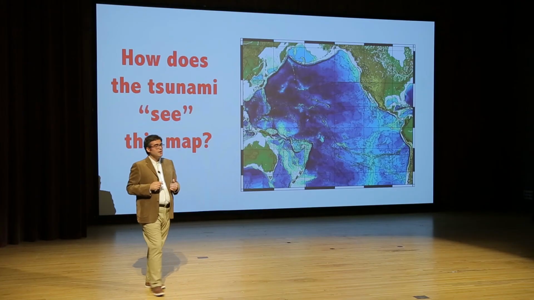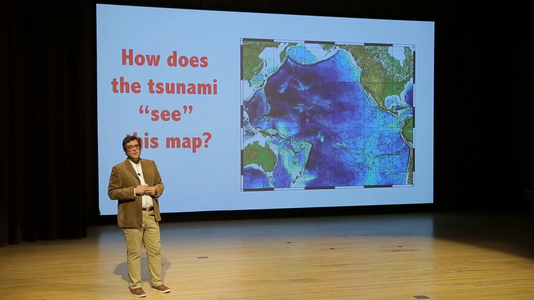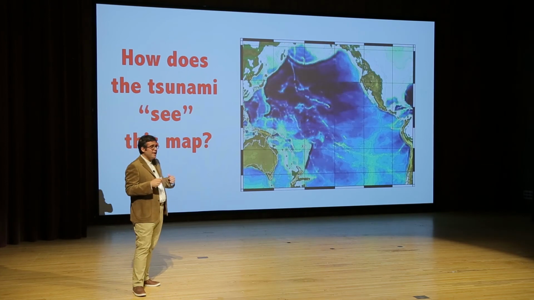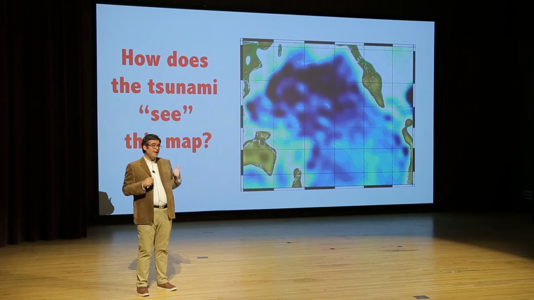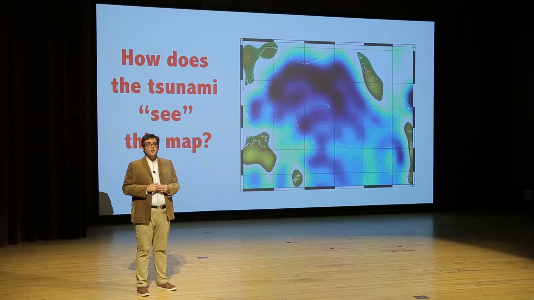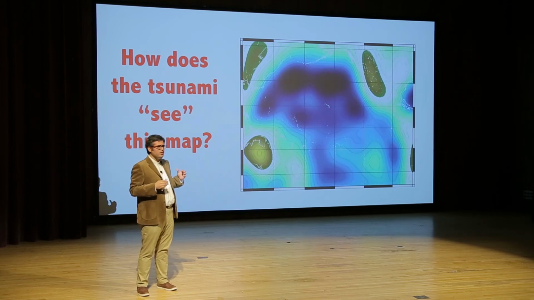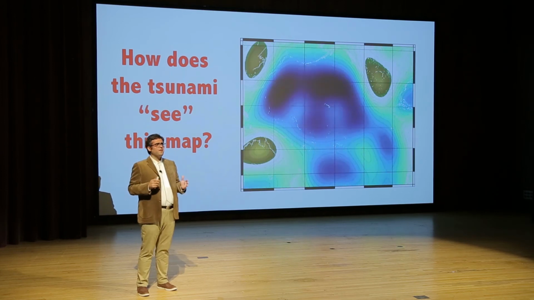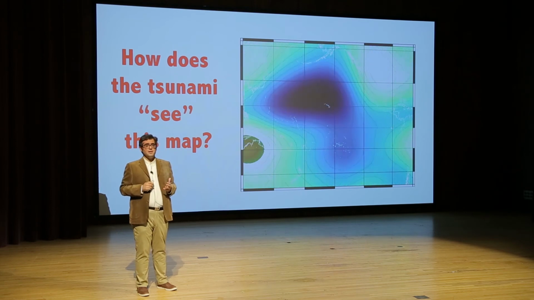I can pose the same question to a tsunami. How does a tsunami see this bathymetry map? In other words, how much detail can I take out of this map for a tsunami to still identify this map? How much detail can I take out until a tsunami says, hold on, wait a minute, this is a different map now, I have to behave differently because it's different?